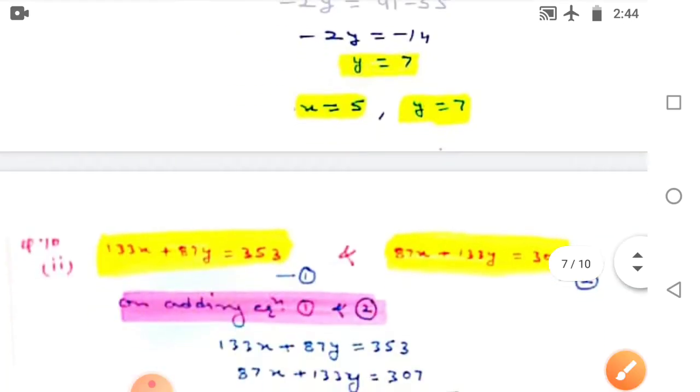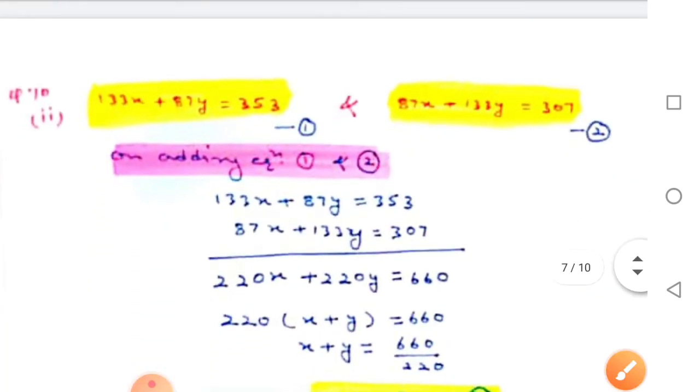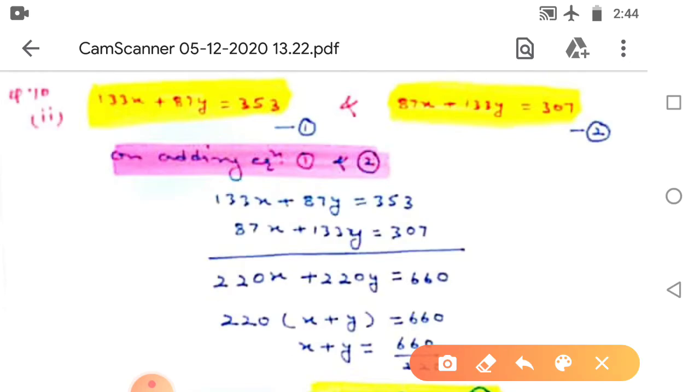Now come to the second part, and the second part is again simple. Here 133x plus 87y is equal to 353, and 87x plus 130y is equal to 307. Look at this question: the coefficient of x of the first is the same as the coefficient of y of the second, and the coefficient of y of the first is the same as the coefficient of x of the second.